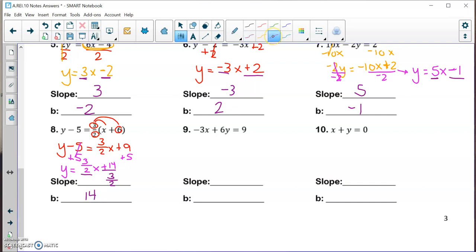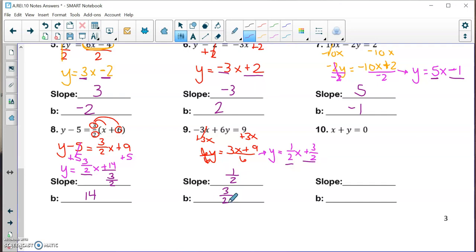Moving on to number 9, I'm going to start off by adding 3x to both sides. And I wind up with a 6y is equal to, and I'm going to rewrite this as a 3x plus a 9 to get it into mx plus b form. And now I'm going to divide by 6 on both sides. When I divide by 6 on the right side, a 3x divided by a 6 reduces into a 1/2x. And then plus a 9 divided by a 6 reduces into a 3/2. My coefficient of x is my slope. My constant is my y-intercept.